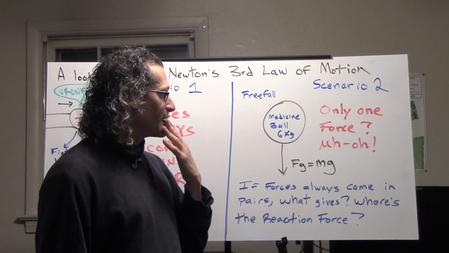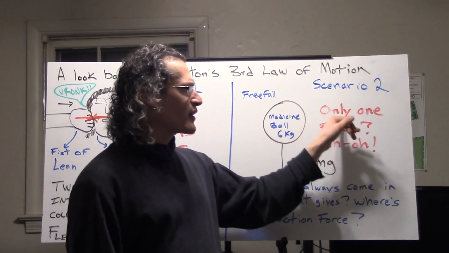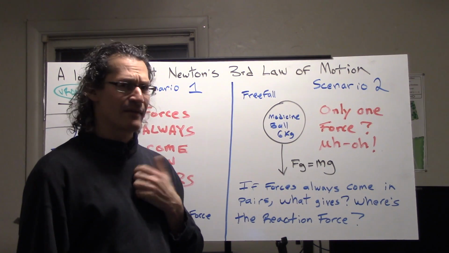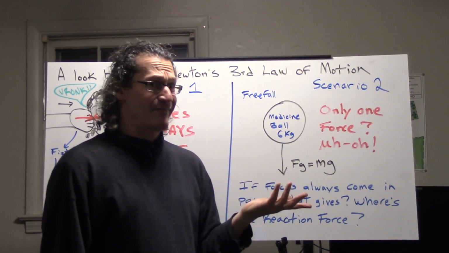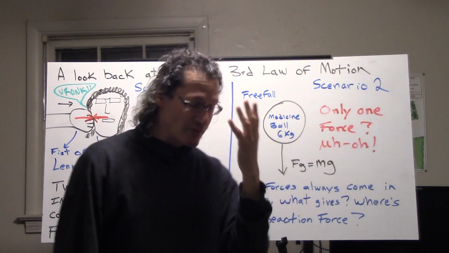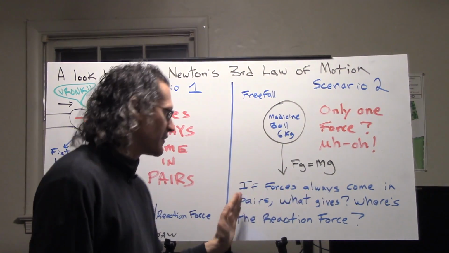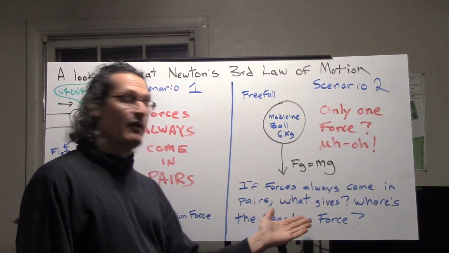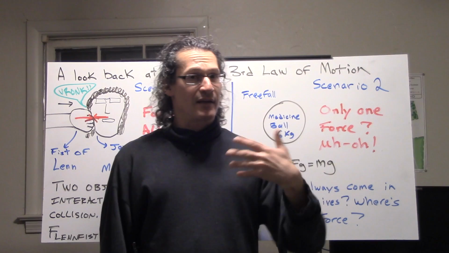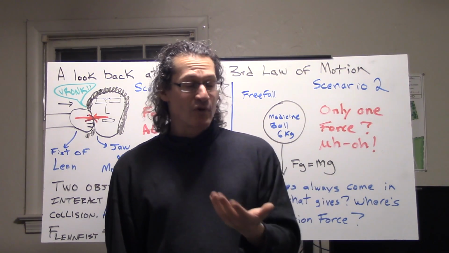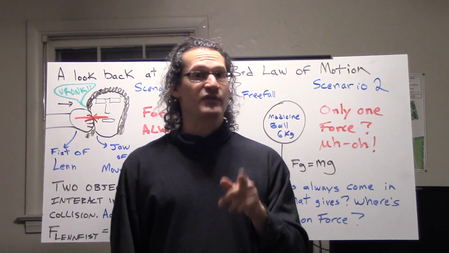But the problem is that in this scenario 2, we don't have an action-reaction pair. Is there only one force? Is this a violation of Newton's third law? So there's a big uh-oh, because that would be, well, it's a violation. It's not a good thing. So we have to rethink what's going on here if we just have this one force. And here's the question. If forces always come in pairs, hey, what gives? Where's the reaction force? So that's what we're going to look at in this section. And fortunately, Isaac Newton developed something called the Universal Law of Gravitation that's going to help us answer this question.